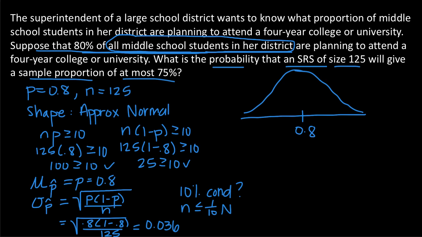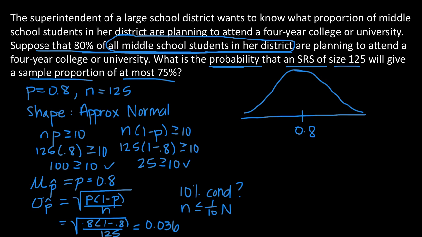And I'm going to say yes, we can assume that all middle school students in the district is at least 1,250. So we can just write that in words. We can just say that we can assume that there are at least 1,250 middle school students in the whole district. Okay, so now I'm going to start doing the calculations for probability.